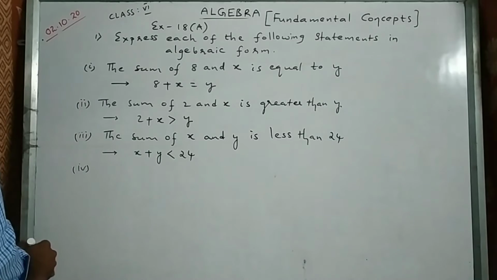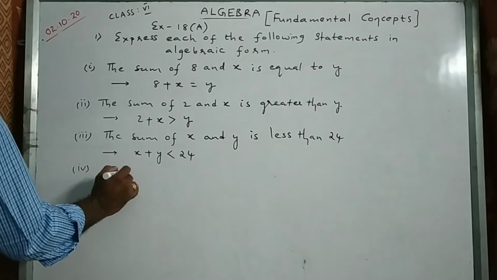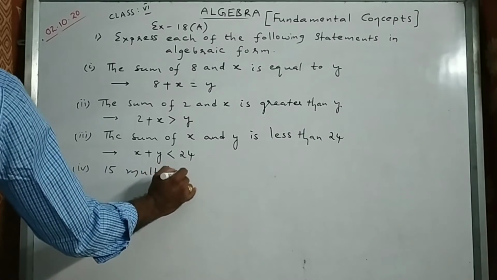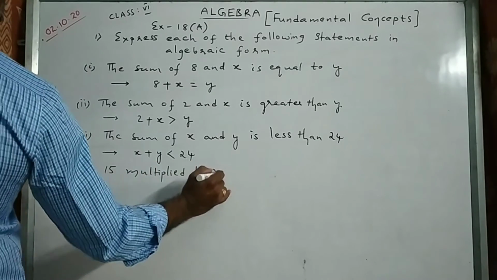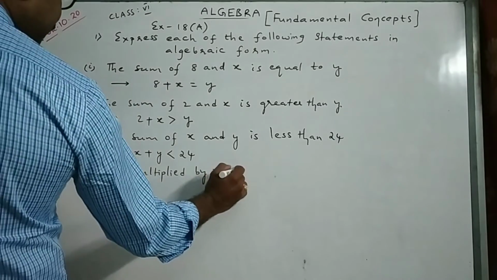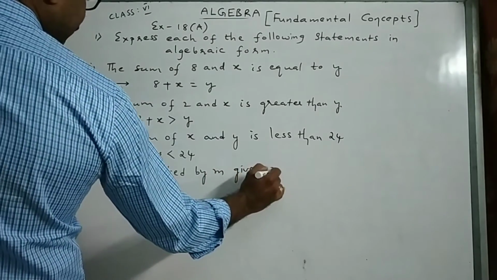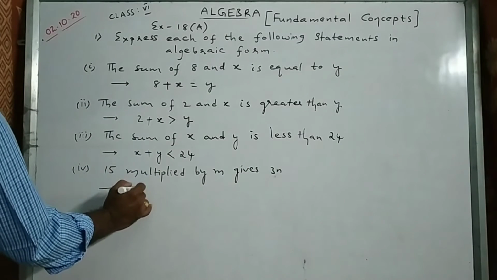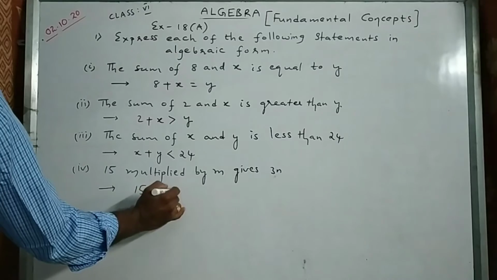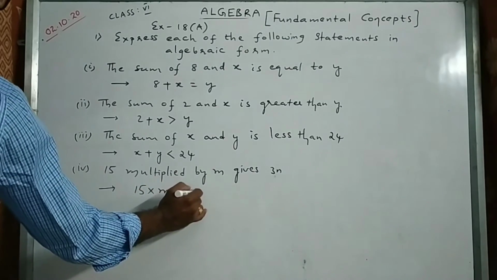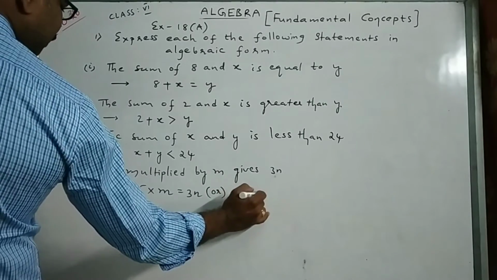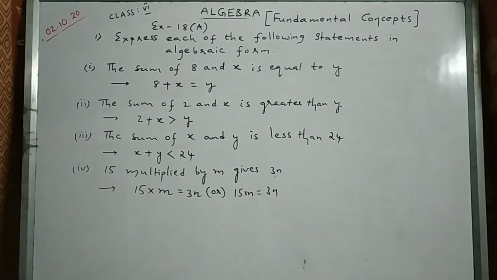15 multiplied by m gives 3n. How do we write this? 15 multiplied by m, multiplication symbol, into m is equal to 3n. Or you can write simply 15m equal to 3n. 15m is equal to 3n.